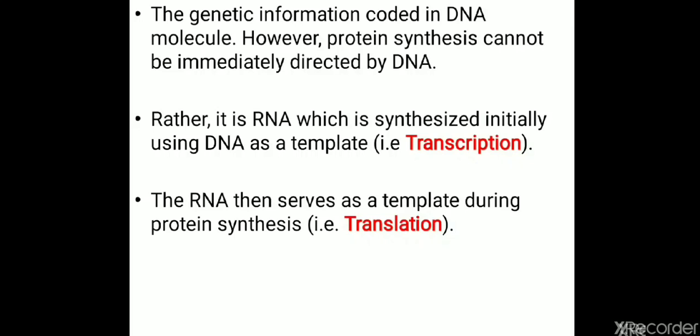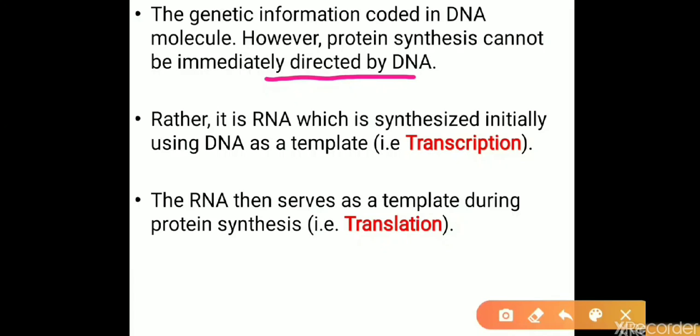Before going to the discussion of different types of RNA, you should know something related to transcription and translation. All of you know regarding DNA: DNA contains the genetic information, right? This genetic information produces some effect in our body. To produce the corresponding effect, that genetic information should be converted into some effector protein. But the problem is protein synthesis cannot be immediately directed by the DNA, and DNA requires an intermediate molecule, and that molecule is known as RNA.